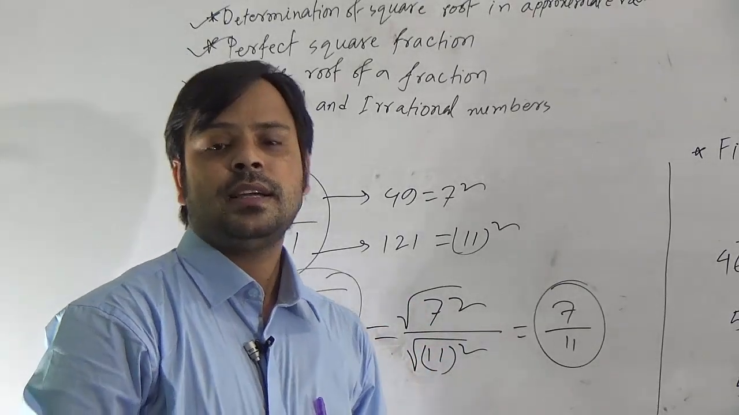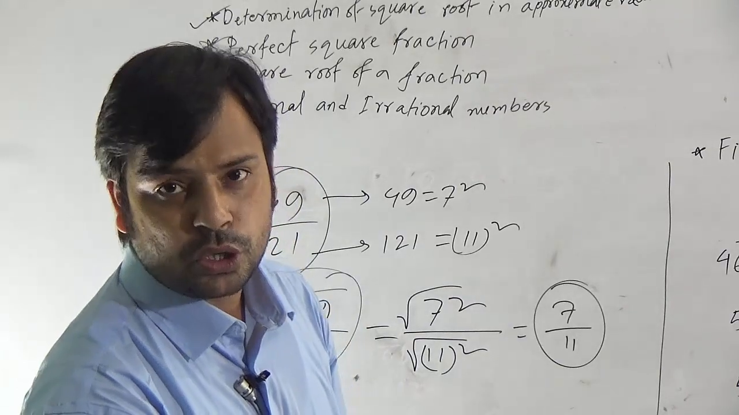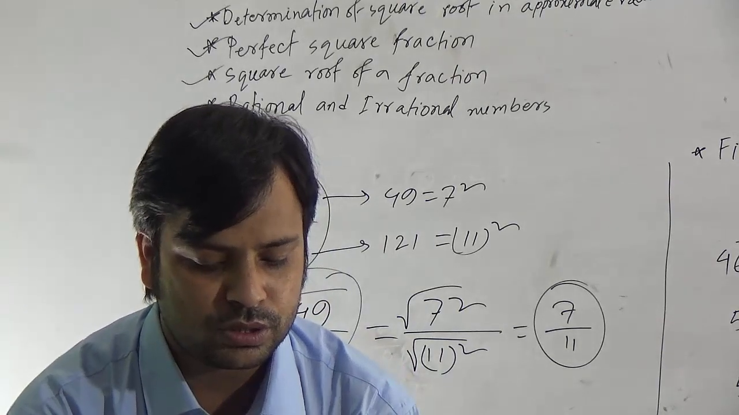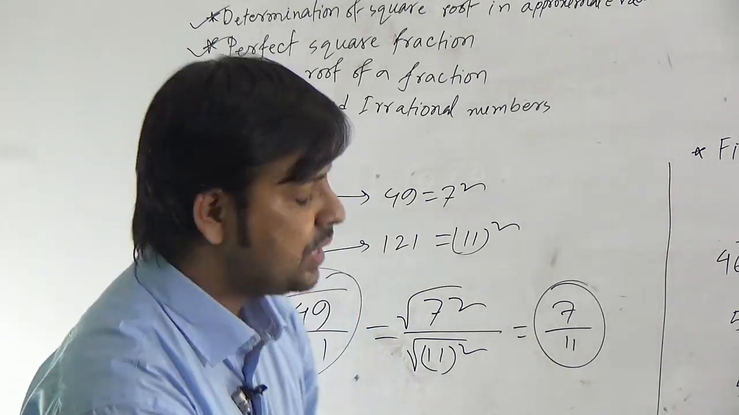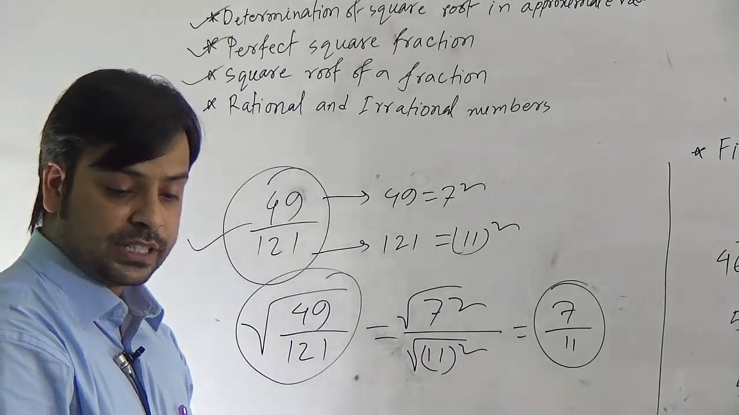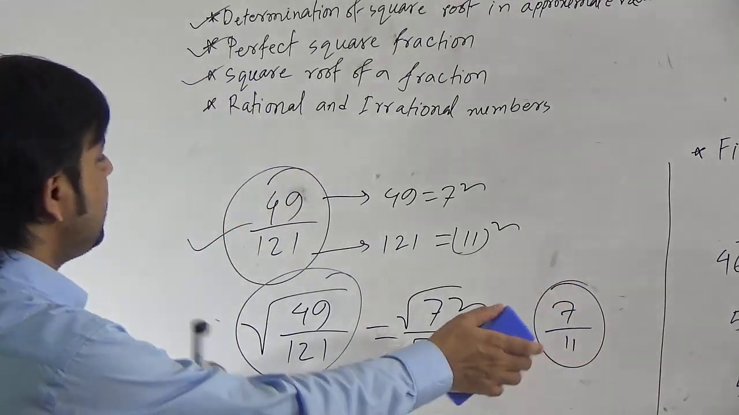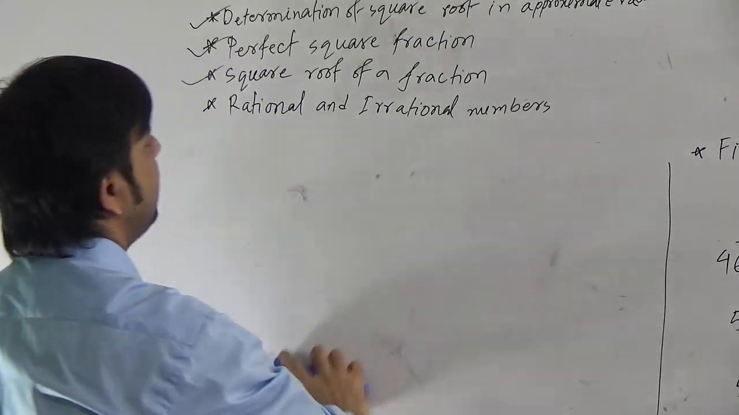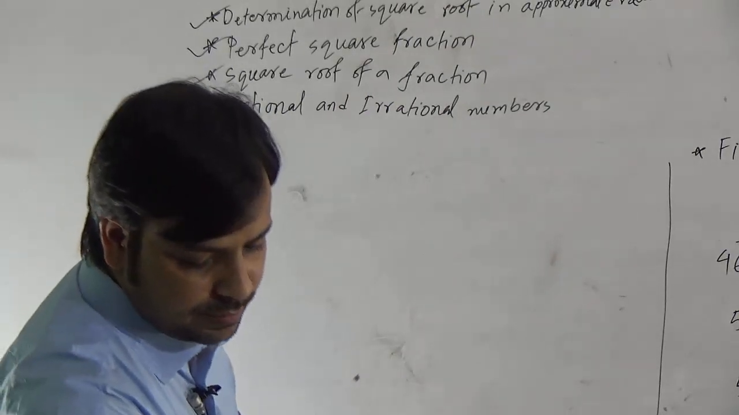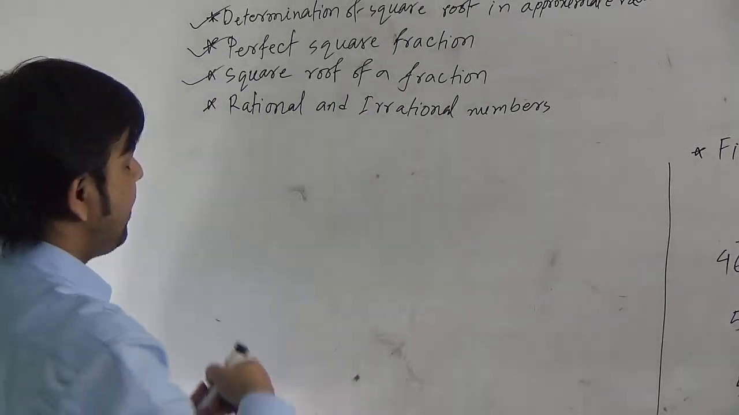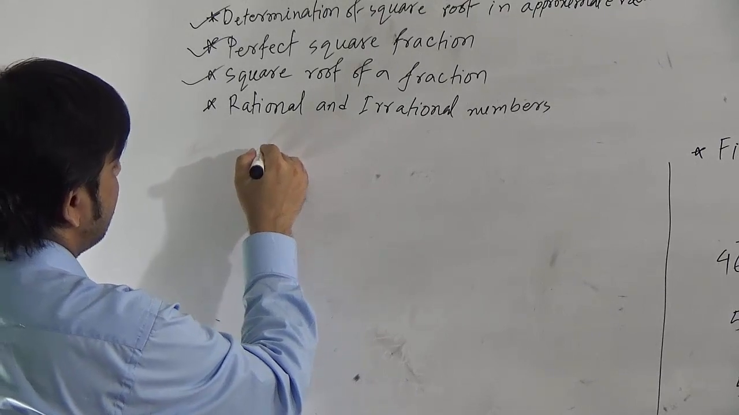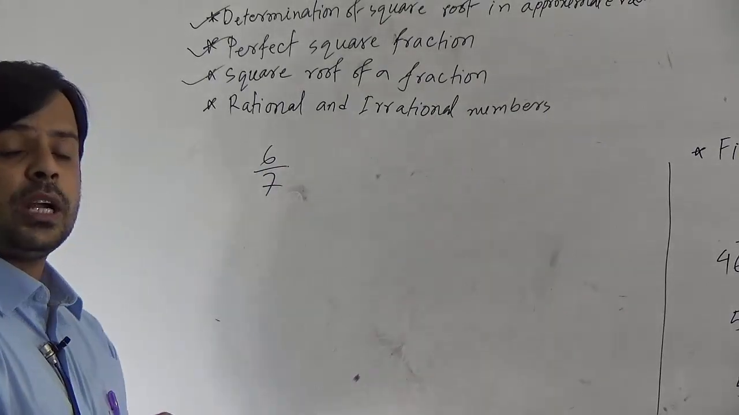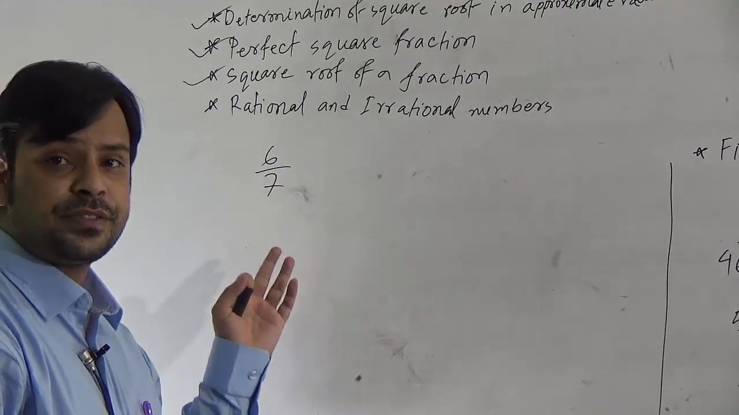But sometimes it will be difficult for you to calculate the square root of a fraction which is not a perfect square fraction. If the fraction is not a perfect square fraction, at that time it will be very difficult for you to do the square root of that fraction. Suppose I am writing a fraction here, that is 6/7. Suppose we want to do the square root of this fraction.